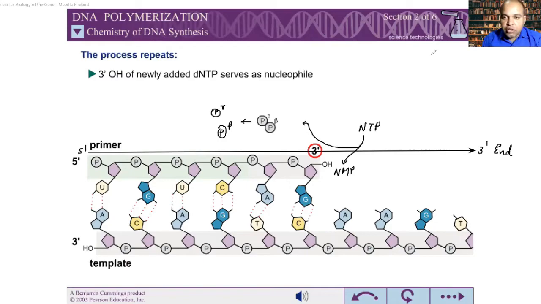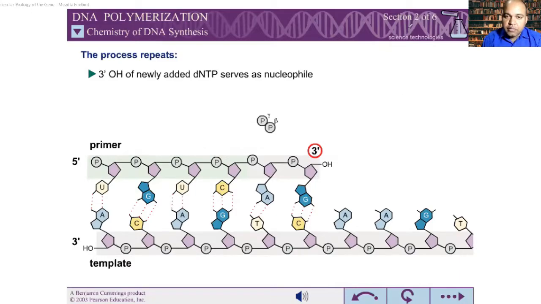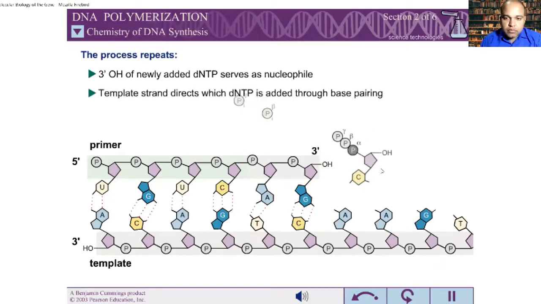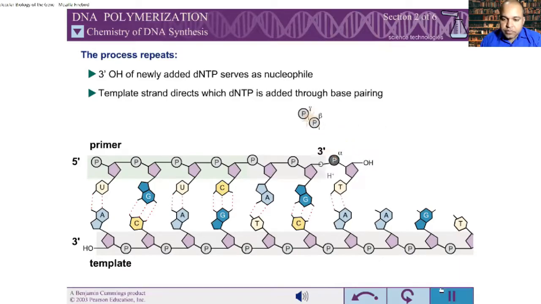Now we will look at the molecular mechanism: what is the mechanism of DNA replication and how does it take place. Next point. The template strand directs which of the 4 possible dNTPs is added. During the process of replication, a wrong nucleotide triphosphate may come, but the wrong nucleotide triphosphates are repelled out.